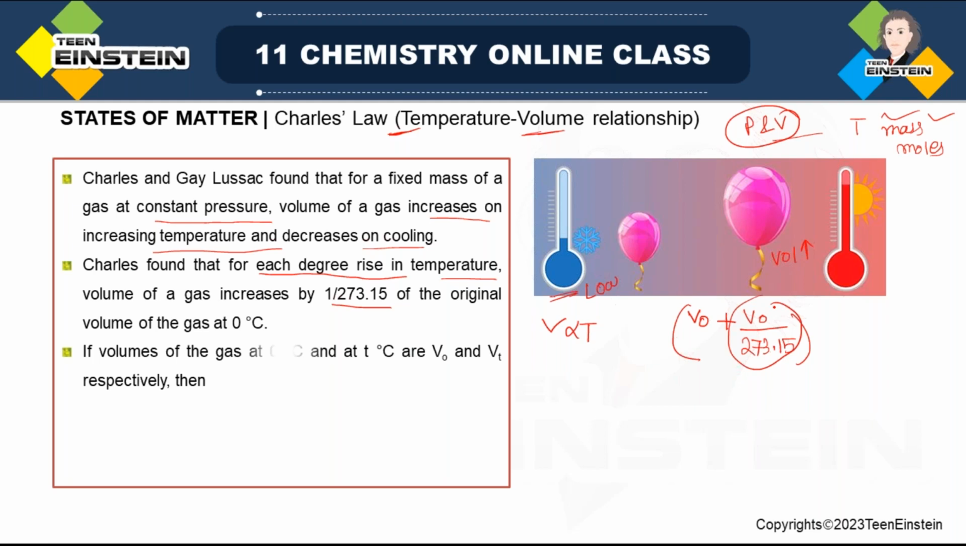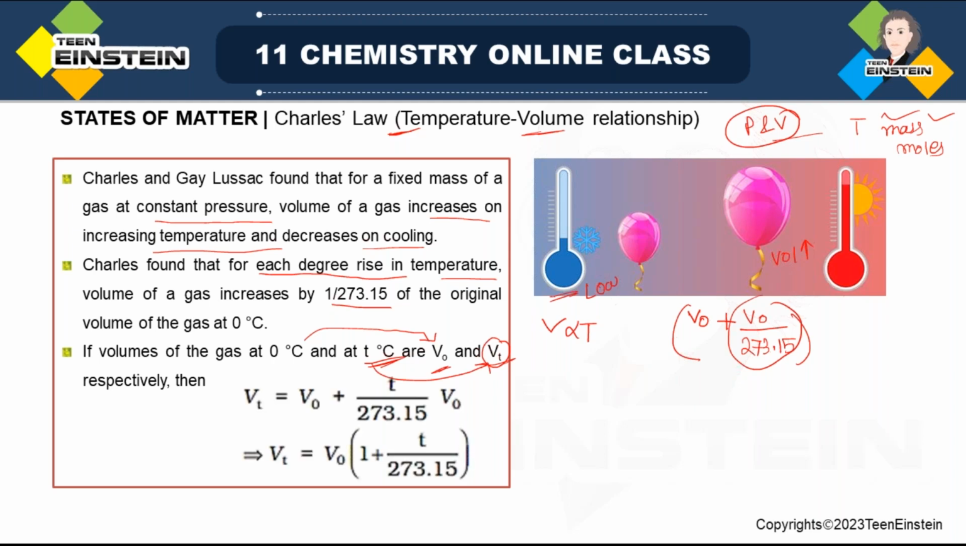So now we can establish this relationship provided that the volume of the gas at 0 degree centigrade and at any temperature, suppose small t degree centigrade, is V0 and Vt. So V0 is the corresponding volume at 0 degree centigrade temperature, and Vt is the volume at any temperature, small t degree centigrade. It may be any temperature. So if this is the case, then what can we write? Now we can have this type of relationship.